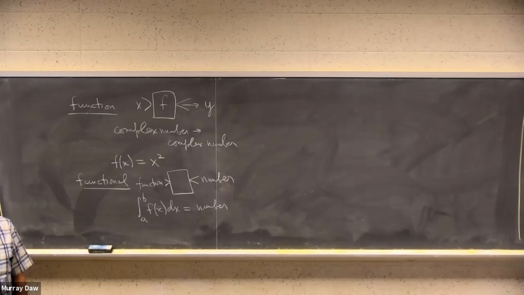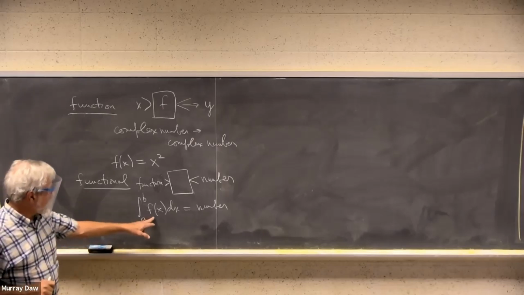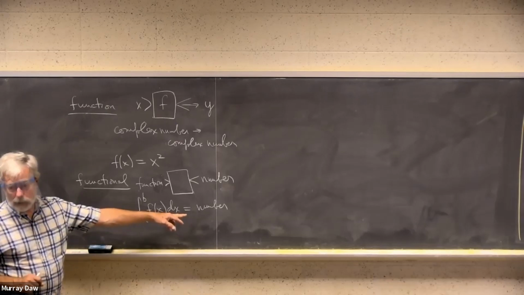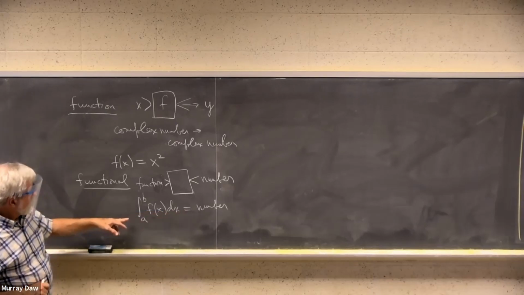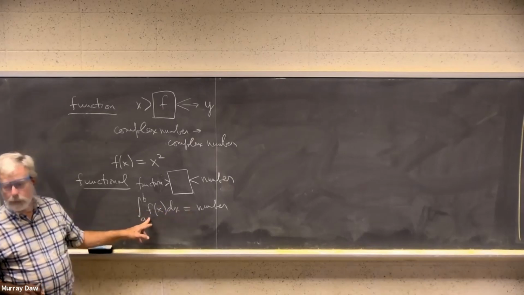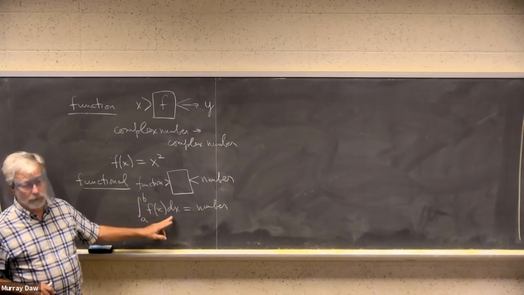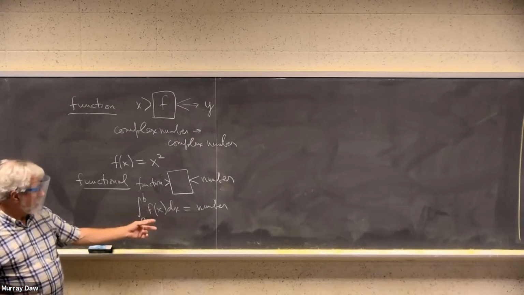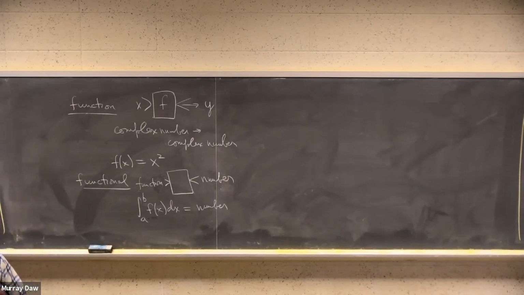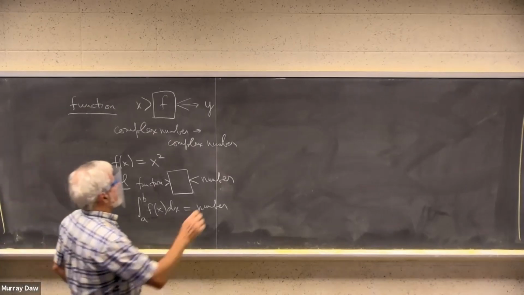So a functional takes a function, maps it to a number. If the function is itself a complex function, then the number it produces will be in general complex. So thinking of this as an area, if this is a real function, but then you could generalize this to be a complex function here of a real number, for example. So that's an example. Lots of examples when you start thinking about what you've been dealing with before.